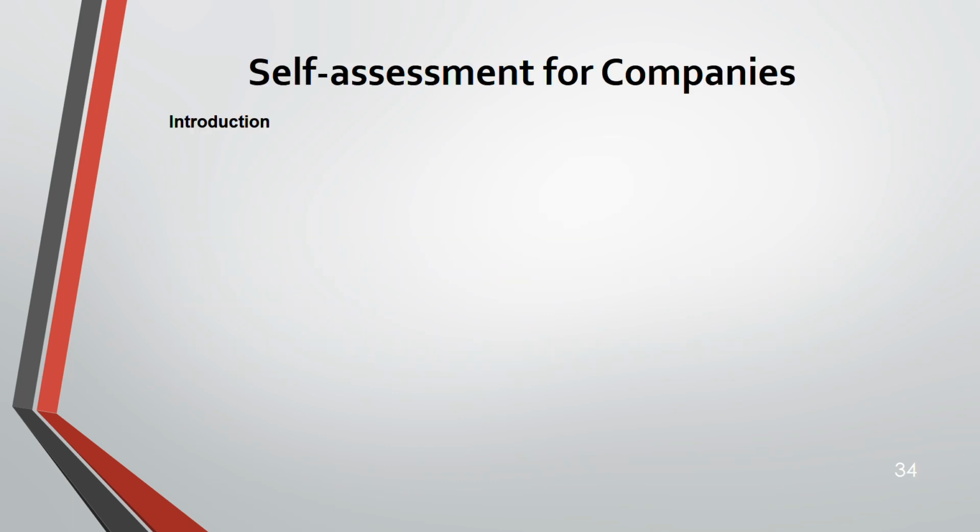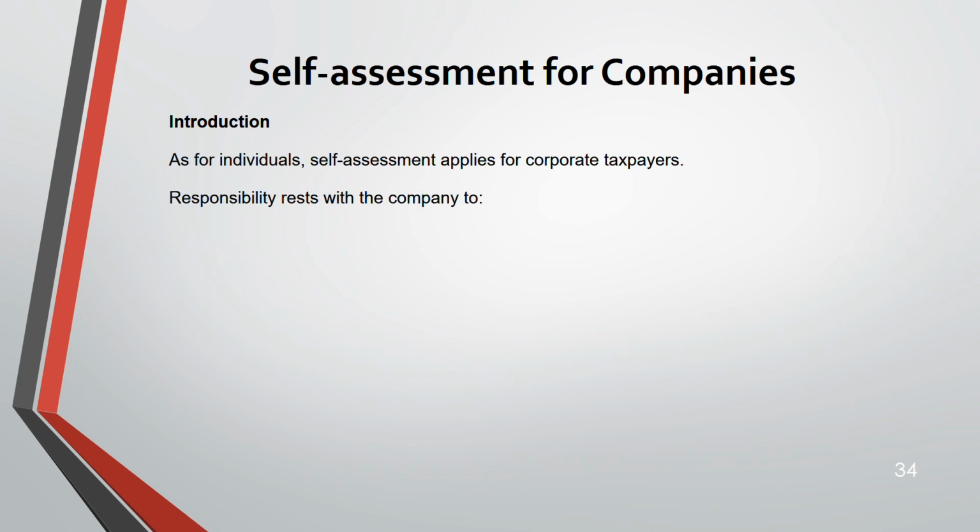Next, self-assessment for companies. So we are done with payment of tax, and now we are moving on to the self-assessment for companies. How do we do self-assessment for individuals under income tax or CGT? Same for this. As with individual self-assessment, for corporate taxpayers, responsibility rests with whom? The company. They have to calculate their own corporation tax liability.